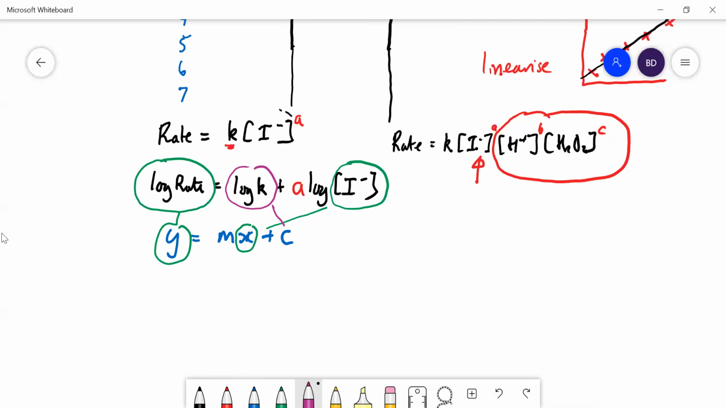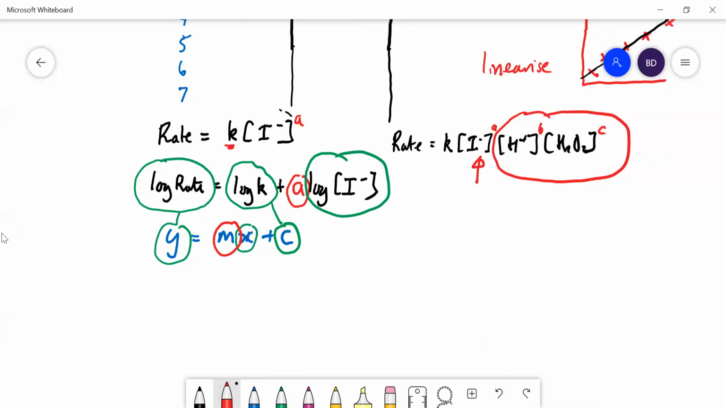But what we do know here is, sorry, I made a mistake there. x is not [I⁻], it's log [I⁻] that we're going to plot. That is the intercept, which we're not really interested in. But what we are interested in is that a is going to be the gradient of the straight line. So here what we do is we plot our graph.